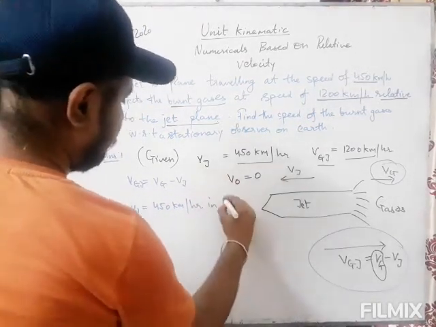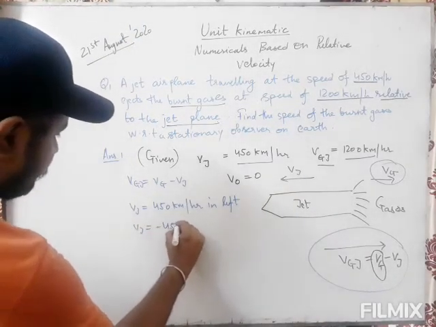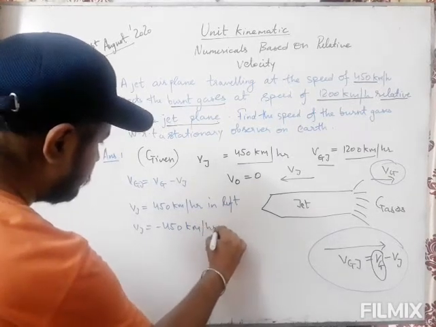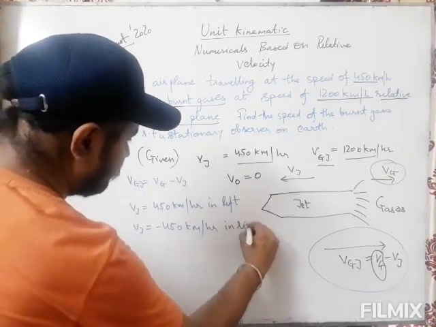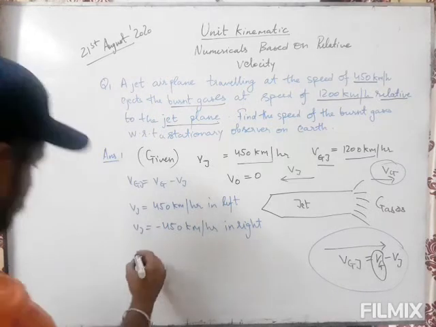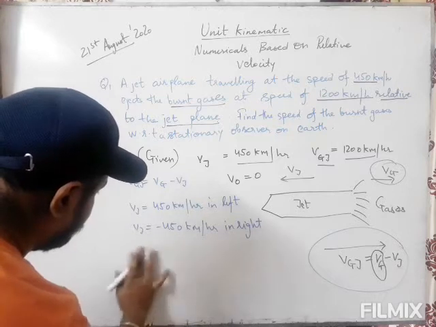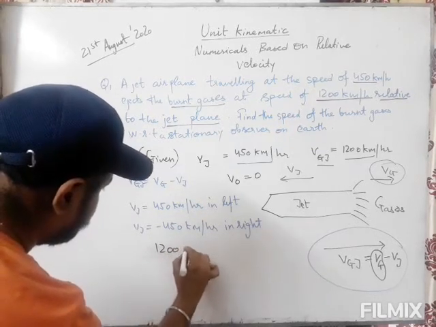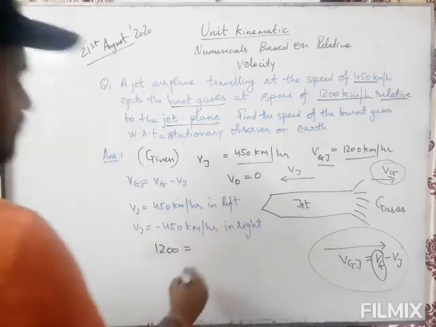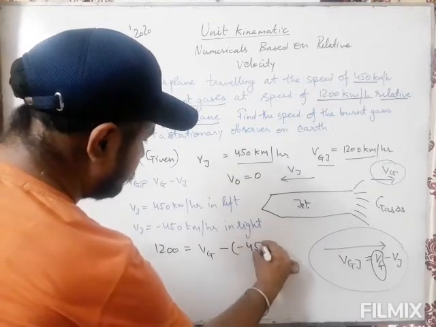in the left side, so VJ will be equal to minus 450 km per hour in the right direction. Since it is a vector quantity, with the direction its value will change. So from here we will be putting according to sign convention, that will be 1200 equal to VG, we have to find out, minus of minus 450.